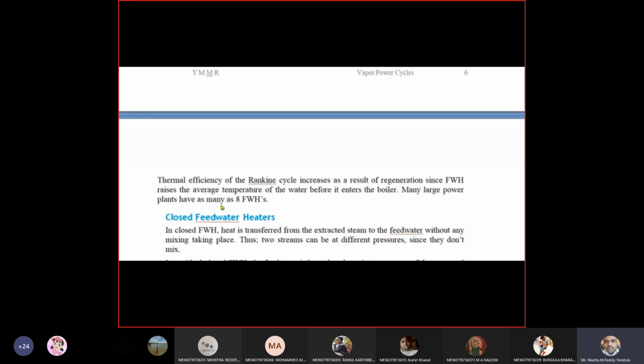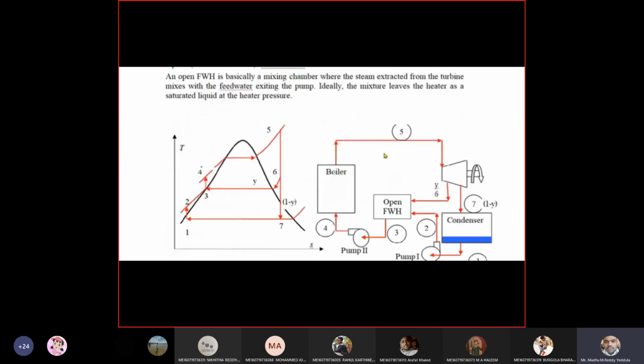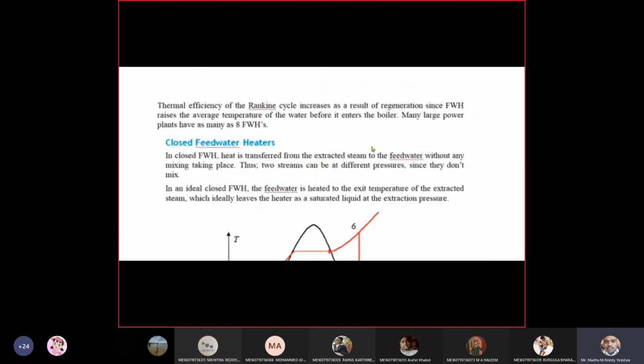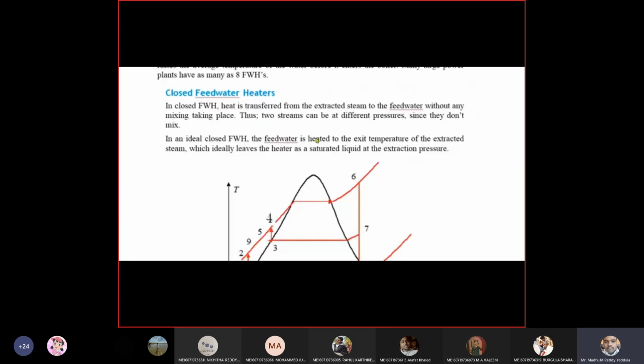Many large power plants have as many as 8 feed water heaters. It's not compulsory that there should be 1 feed water heater. We can use n number of feed water heaters, depending upon your requirement. Now, the second type is the closed feed water heater.